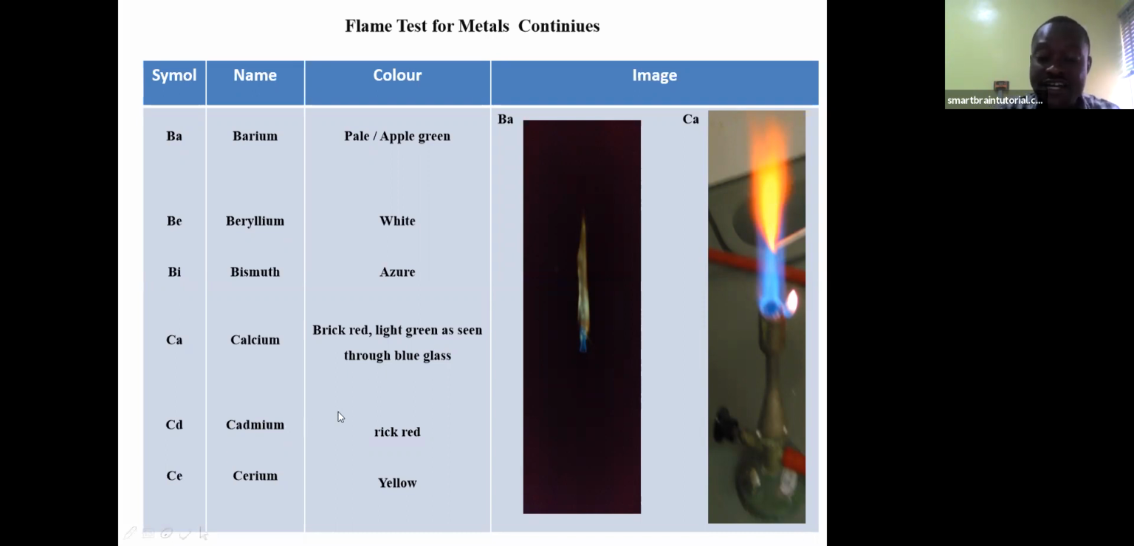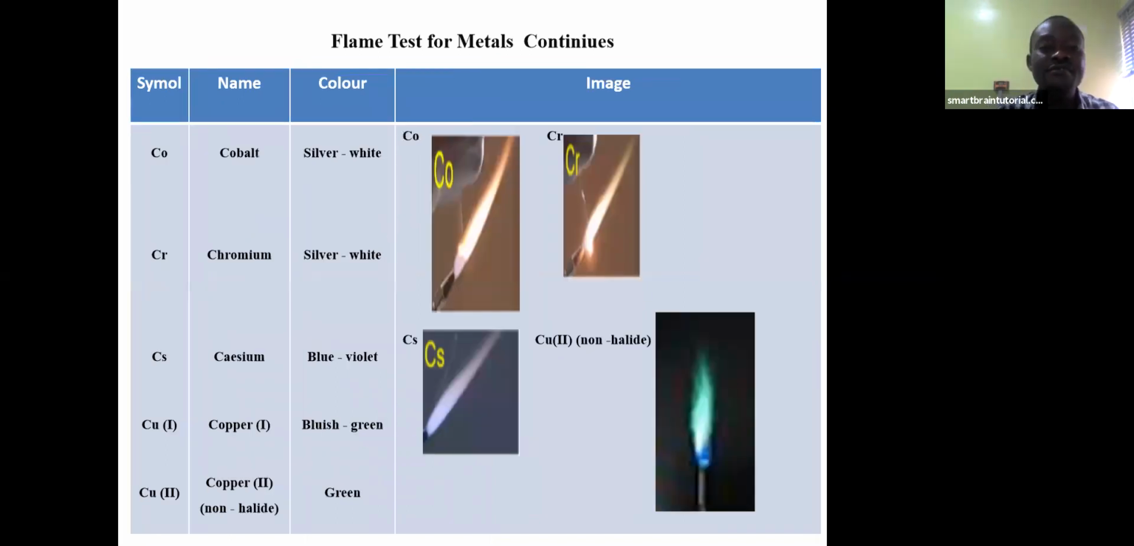Next is cadmium. Cadmium will give you brick red. Cesium will give yellow color. Then we have further examples and pictures that show their tests. Cobalt gives silver white. Cobalt is exposed here, and you can see it's getting very shiny, gradually changing to silver. Chromium will give silver white also, the same color as cobalt. This is chromium being tested.